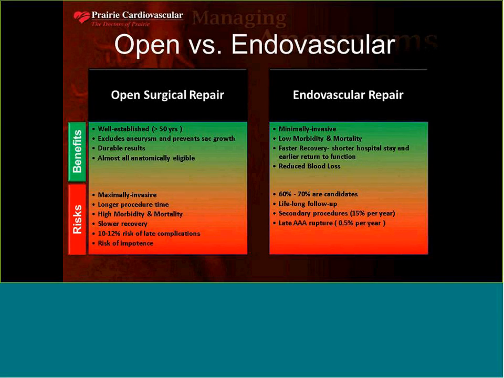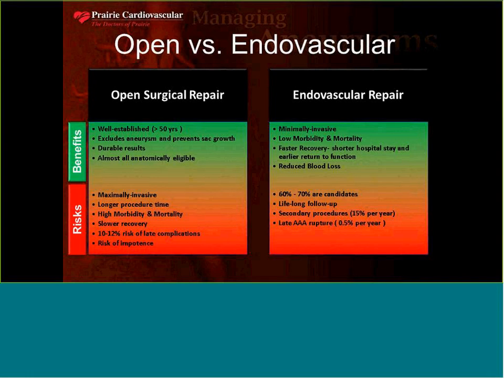So benefits in green, risks in red. Open surgical on the left, endovascular stents on the right. They've been doing open surgery for 50 years. You exclude the aneurysm. There's no chance for sac growth at that site. It could grow above the repair, but they're durable, and you don't need the annual follow-up with CT scans. Minimally invasive endovascular has lower morbidity, mortality, faster recovery, reduced blood loss.